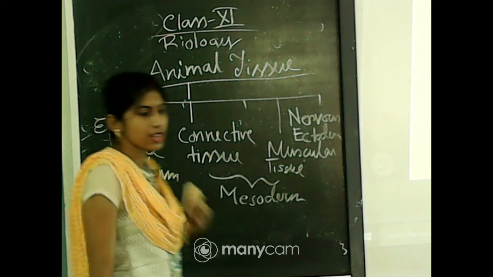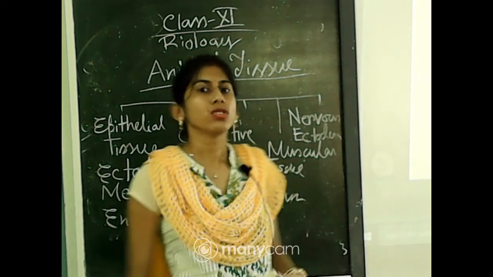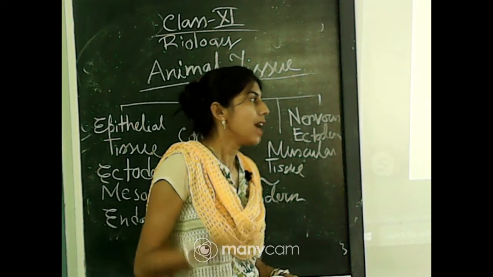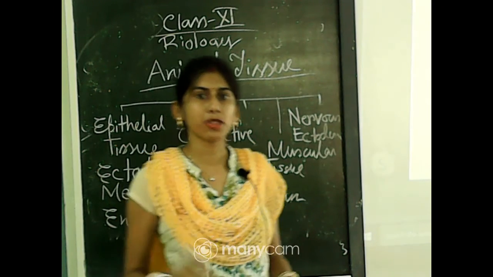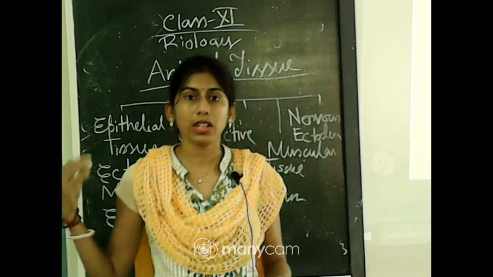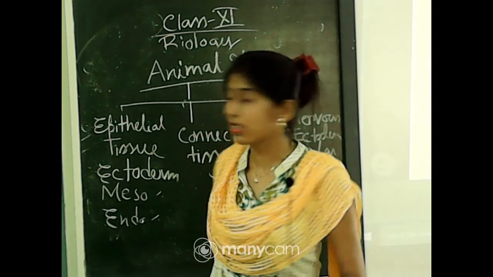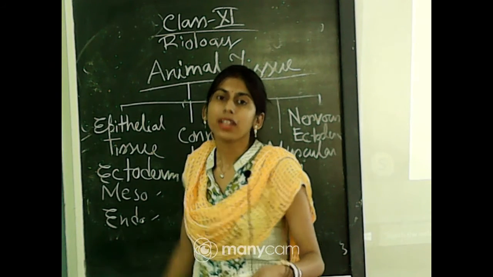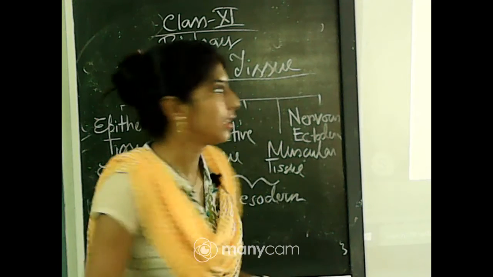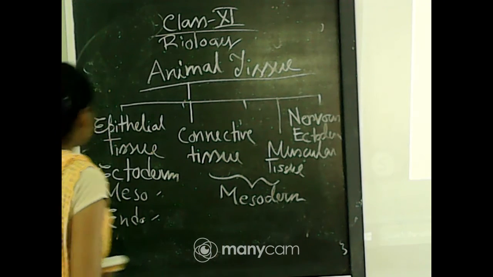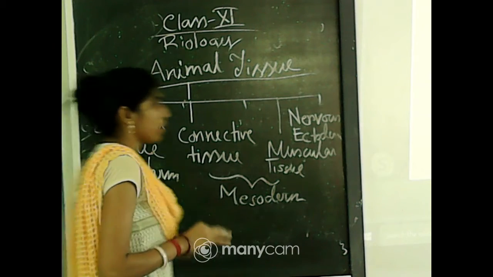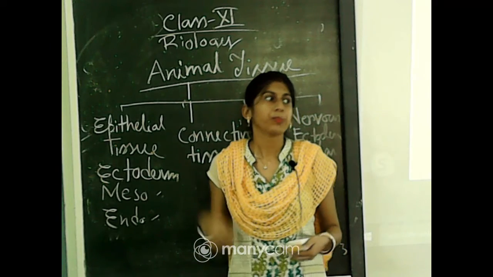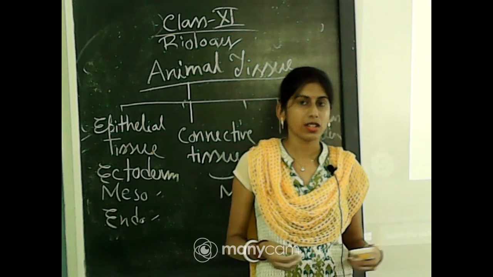Next, if I consider the functions of these 4, the first one is epithelial tissue. Its function is providing protection, and it also helps in secretion and absorption. It has many functions in our body and is found in the skin, and epithelial tissue can be divided into some types. So, repeating, the functions of epithelial tissue are mainly protection, secretion, absorption, etc.